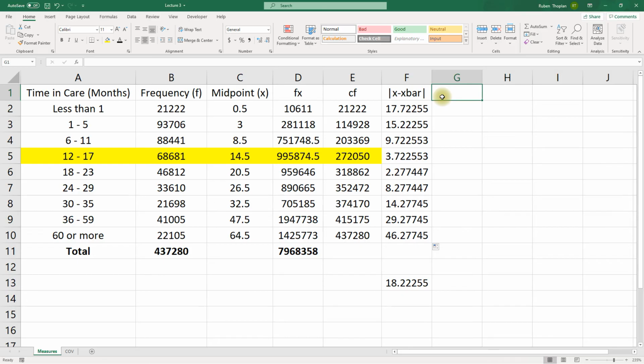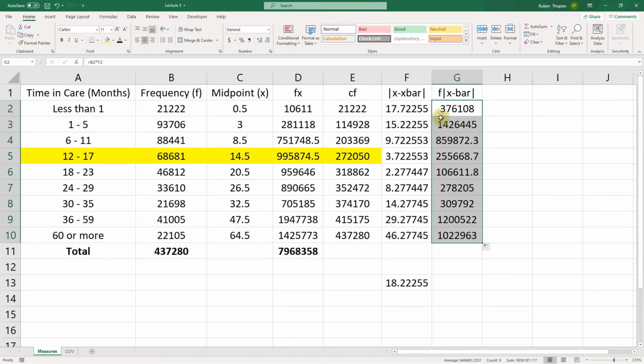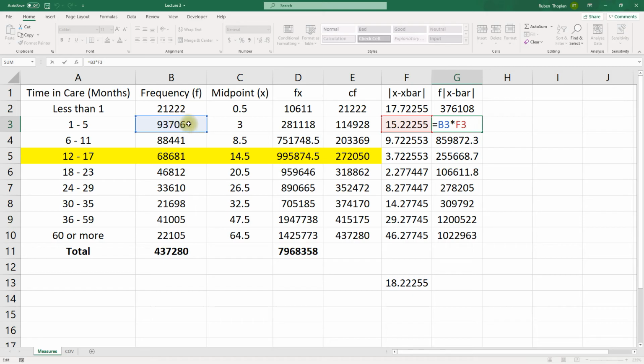The next step is to have another column, F times modulus of x minus x bar. Remember the formula. Modulus of x minus x bar. So it's going to be the frequency multiplied by this x minus x bar that you got here. And we do enter. And we're going to repeat this process for everything. So it's going to be the frequency multiplied by the modulus of x minus x bar.